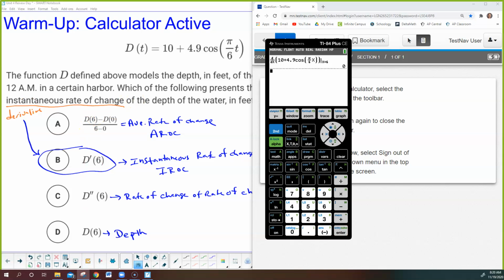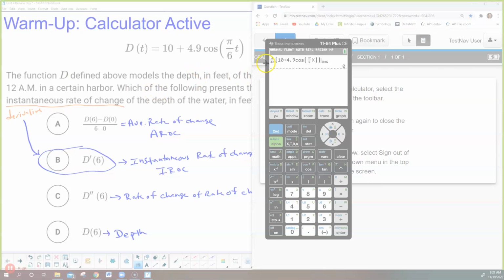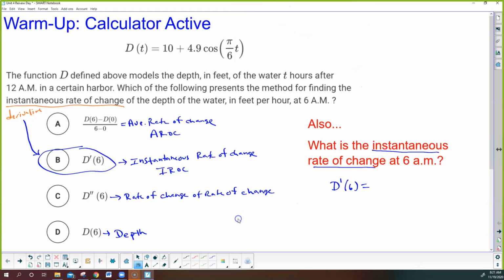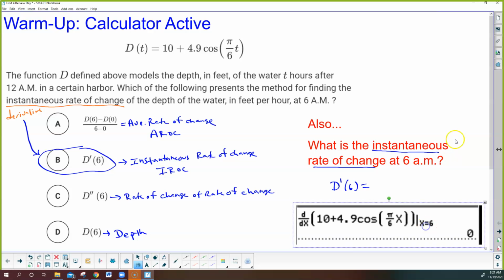And I believe that's kind of a rounded answer. I actually think if we did it by hand, we would get even a slightly more accurate answer. But there we go. We know the rate of change.